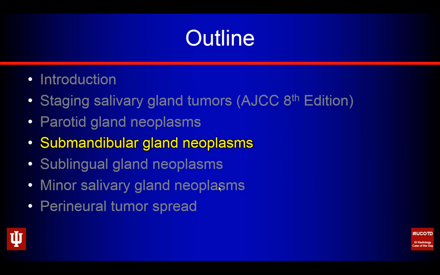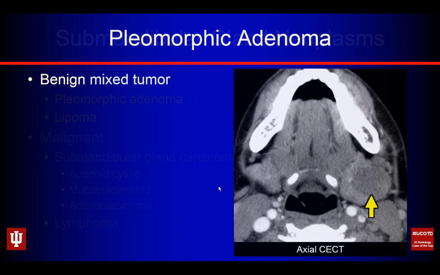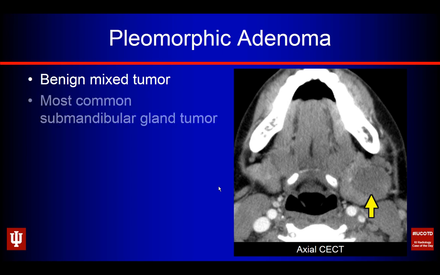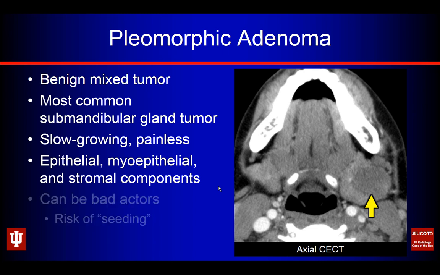Okay, we're going to move on to our submandibular gland neoplasms next. And these again can be broken up into benign and malignant tumors. And so we'll talk about the benign, and you'll notice the list gets shorter for each of these. So the pleomorphic adenoma makes its return. This is, again, the benign mixed tumor. This is going to be still your most common submandibular gland tumor, so that's a good thing. These tend to be slow-growing and painless. Again, they get their name as benign mixed tumor because they contain epithelial, myoepithelial, and stromal components.